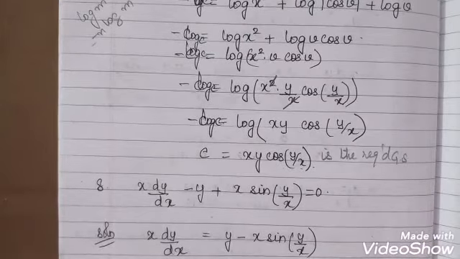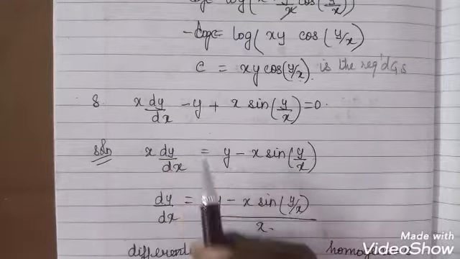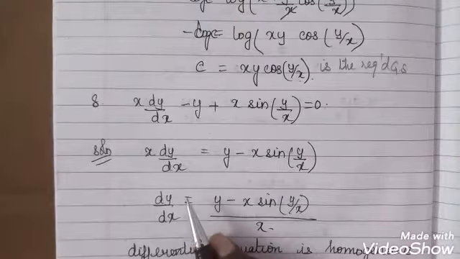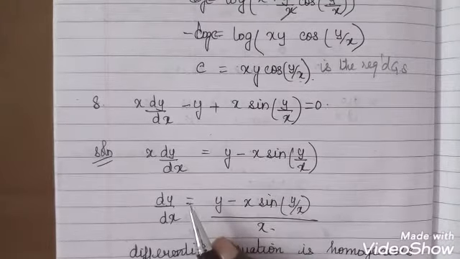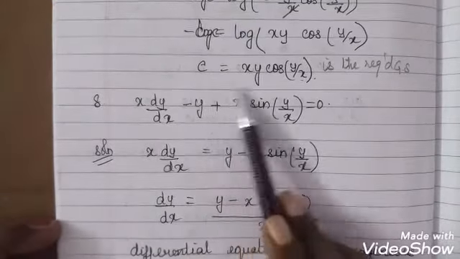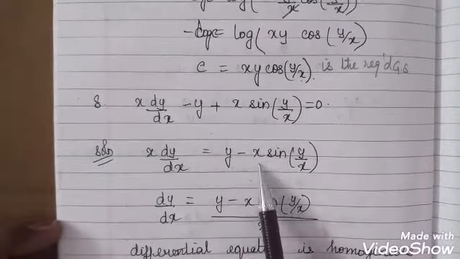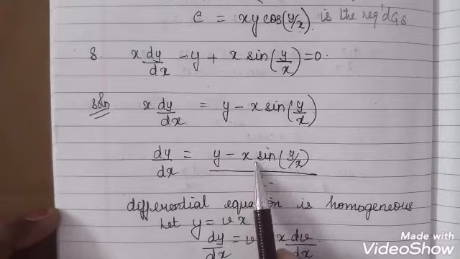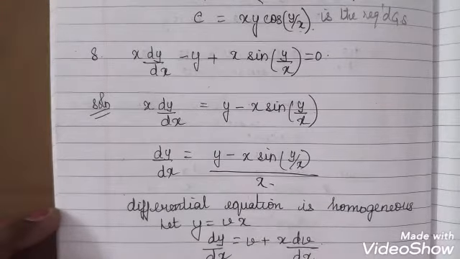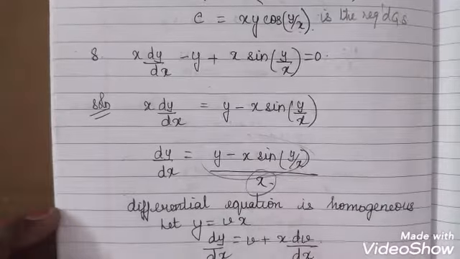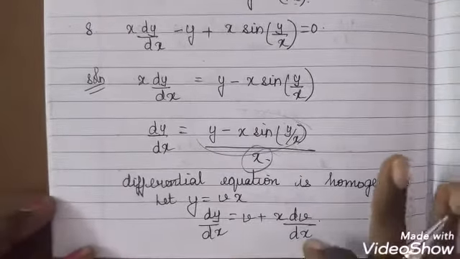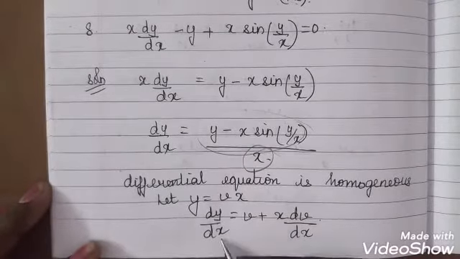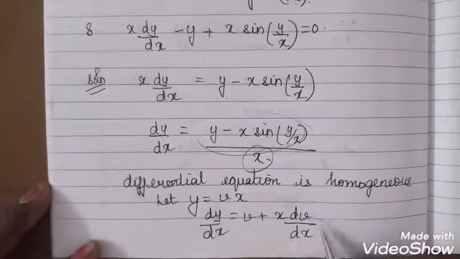Got it? Yes. Now here we'll go over to the 8th question. What's the 8th question? x into dy by dx minus y plus x into sine of y by x is equal to 0. So here you'll have to bring it as dy by dx is equal to f of x comma y. So x dy by dx is equal to, bringing it to the other side, y minus x sine of y by x. So here, dy by dx is equal to y minus x into sine of y by x, divided by x. So the degree is 1 here and here also it is 1. So it's homogeneous in nature and therefore I can use the substitution y is equal to vx, where dy by dx is equal to v plus x into dv by dx.